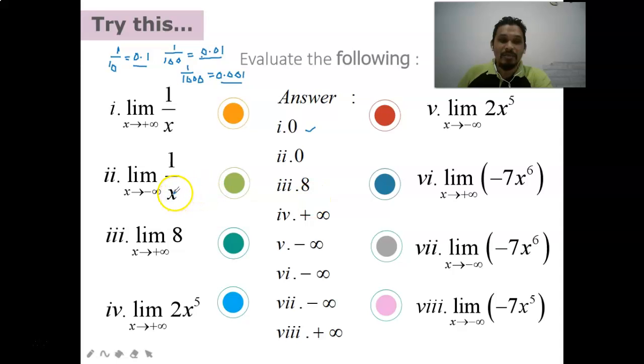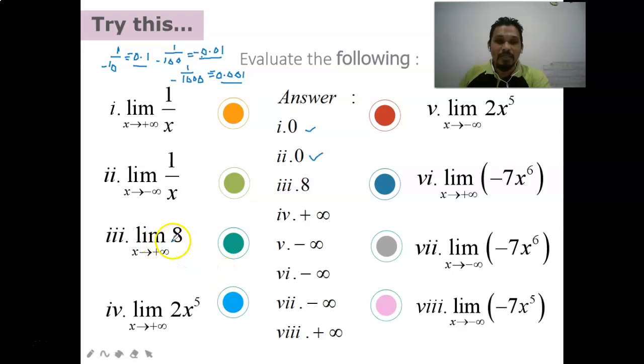And the same thing goes for this one here, x approaching negative infinity with 1 over x. So just imagine if we add a negative here, we come up with negative 0.1. 1 over negative 100, then negative 0.01. 1 over negative 1000, then you get negative 0.0001. So it's getting closer to 0 from the left side. So we assume that it's approaching 0.